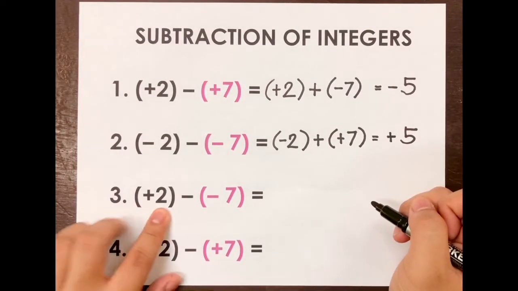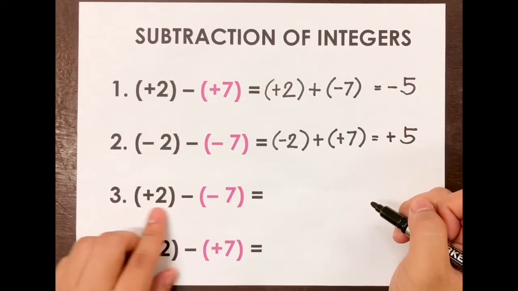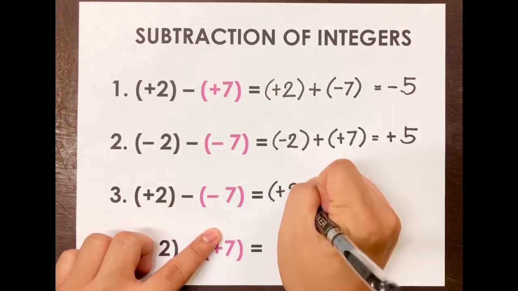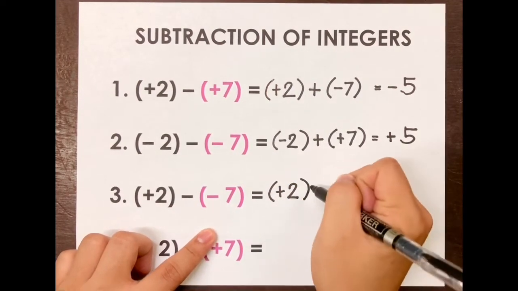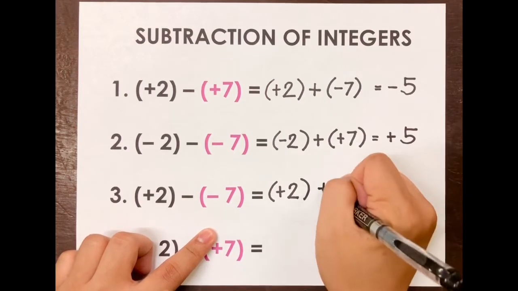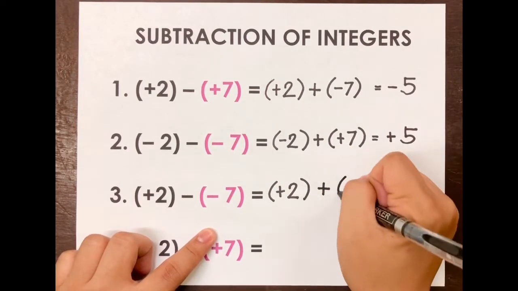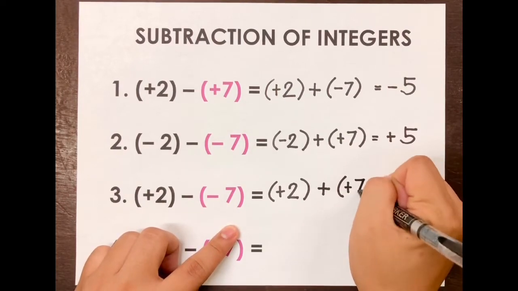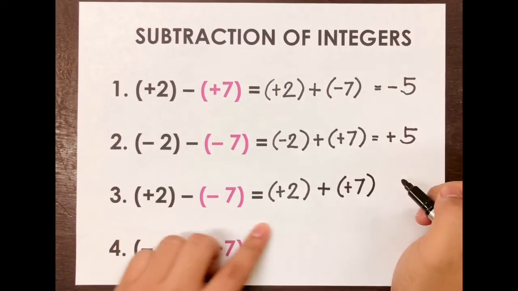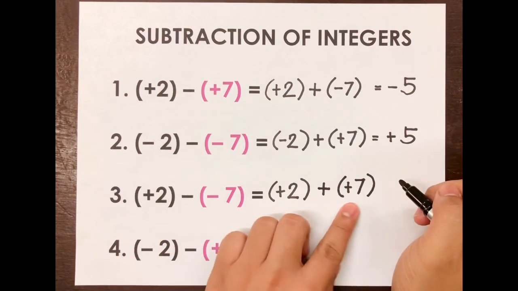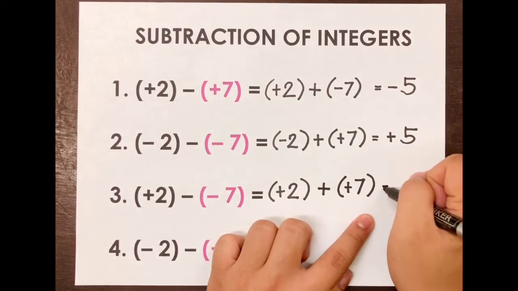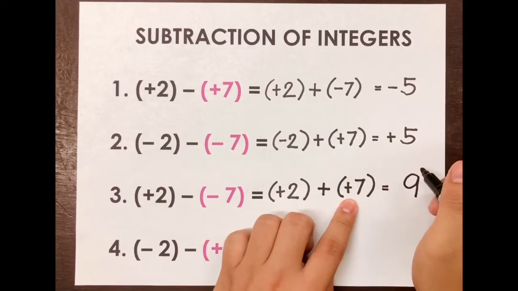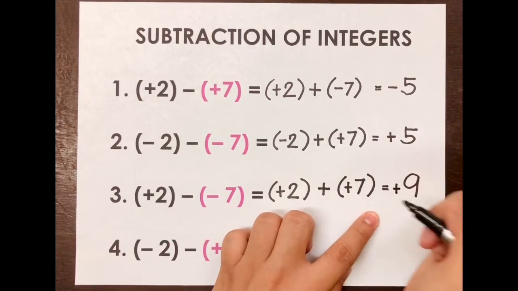Number 3, positive 2 minus negative 7. Copy the minuend. Change the subtraction symbol to addition symbol. Then change the sign of the subtrahend. As you can see, they are of the same signs. So we add their absolute values. 2 plus 7 will give us 9 and adapt their common sign, which is positive.